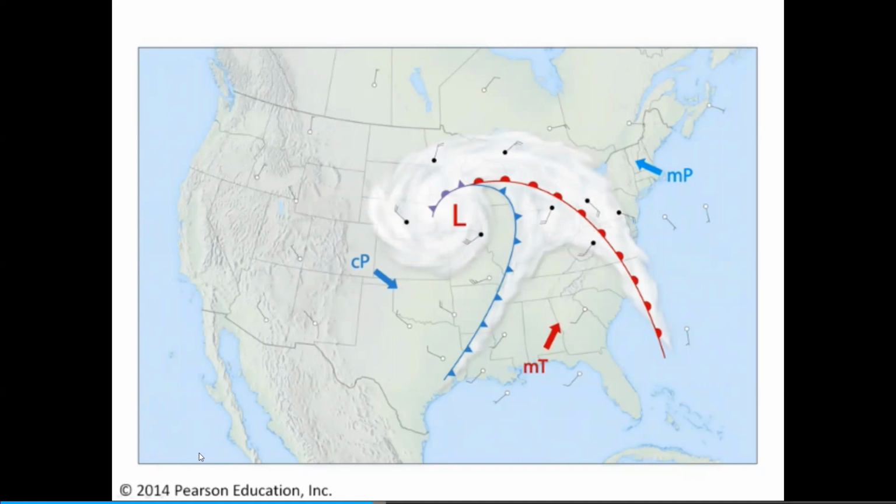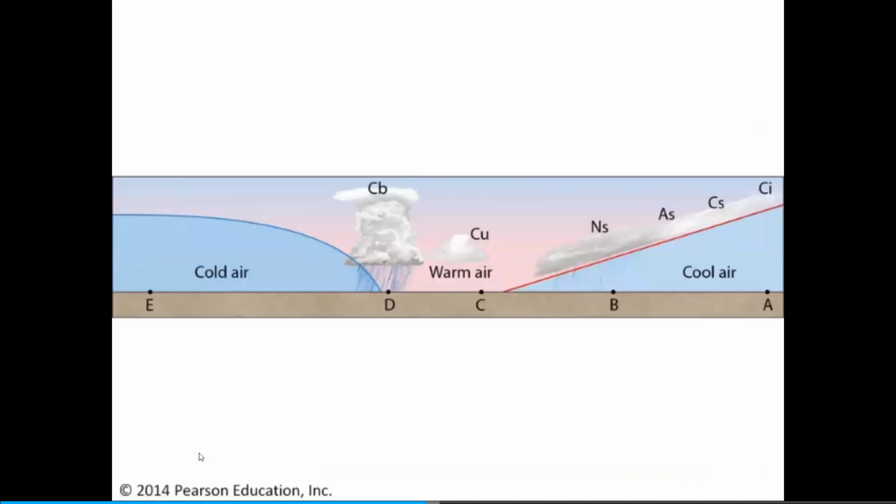The first cross-section will be this line from A to E. Notice that there are several points along that line. So we've got A over here in the Atlantic Ocean, E here in East Texas, and then we've got points D, C, and B along that line. Let's see what it looks like if we were to slice open this system along that line.